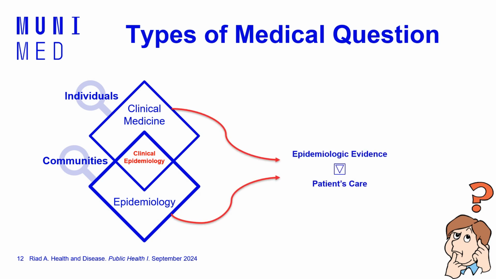The interaction between these two fields leads to clinical epidemiology, and clinical epidemiology tries to give you the epidemiologic evidence that helps you in deciding about patients' care. So as a medical doctor, you need to understand the principles of clinical epidemiology in order to understand how the medical literature is written and how to use the information from medical literature to decide about your patient's care, which medicine you will give or which surgery you will perform based on the medical literature that you will read.